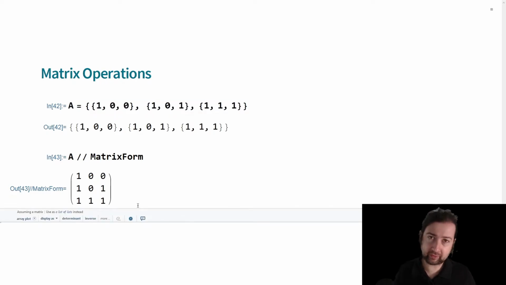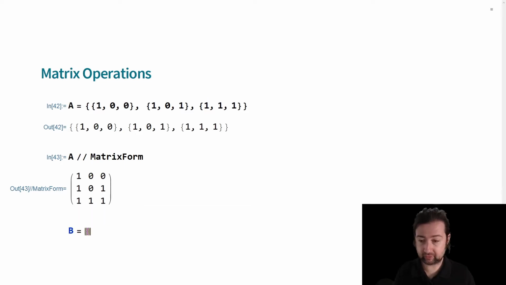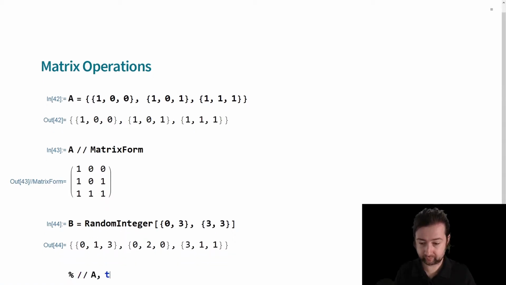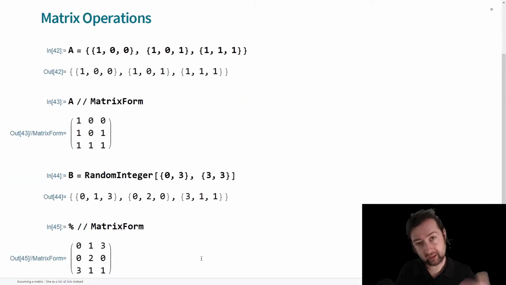So one of the most irritating things to do by hand is to multiply matrices. So let's just suppose we cook up another matrix here, B. In fact, let's do something like RandomInteger, and let's suppose that I pick numbers between 0 and 3, and let's make it a 3 by 3 matrix. This is a thing we can do. So if I want, I can put this into MatrixForm. Now, A and B are matrices that I can multiply.